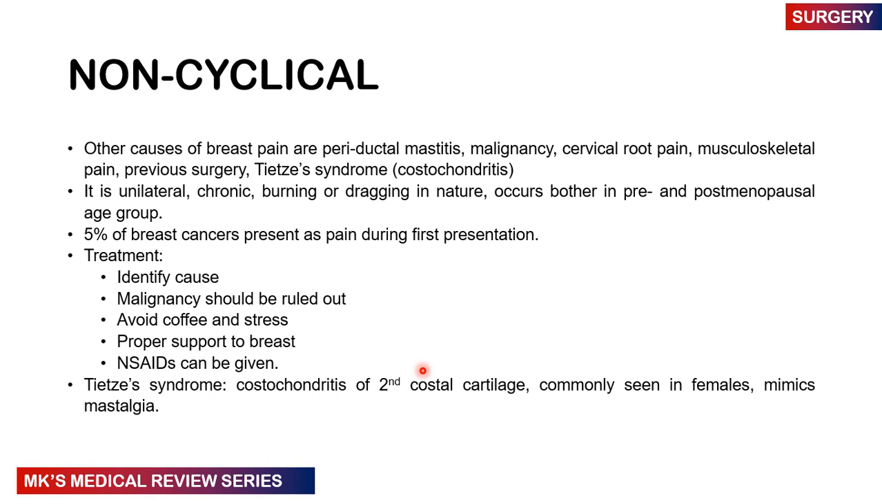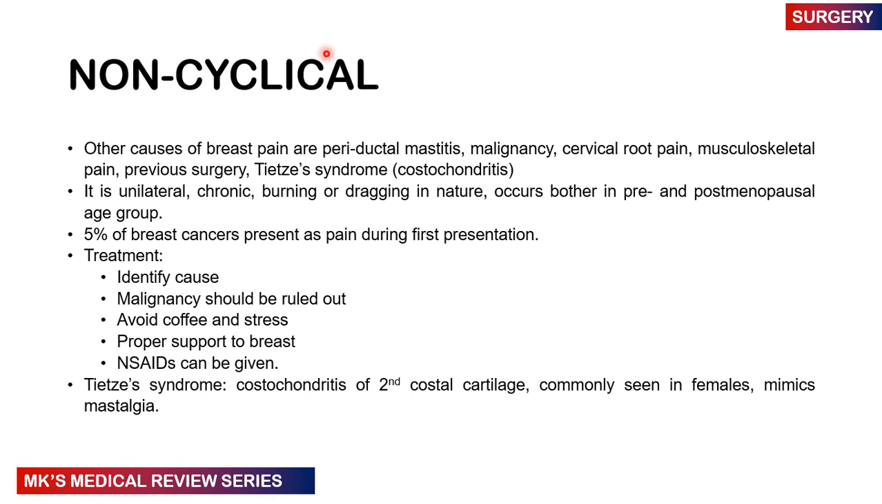Then what about non-cyclical mastalgia? Other causes of breast pain are periductal mastitis, malignancy in some cases, and cervical root nerve pain. You may also have musculoskeletal pain, previous surgeries, and Tietze's syndrome, which is a costochondritis. It is often unilateral, chronic, burning or dragging in nature, and occurs in both premenopausal and postmenopausal women. 5% of breast cancers actually present as pain at first presentation.